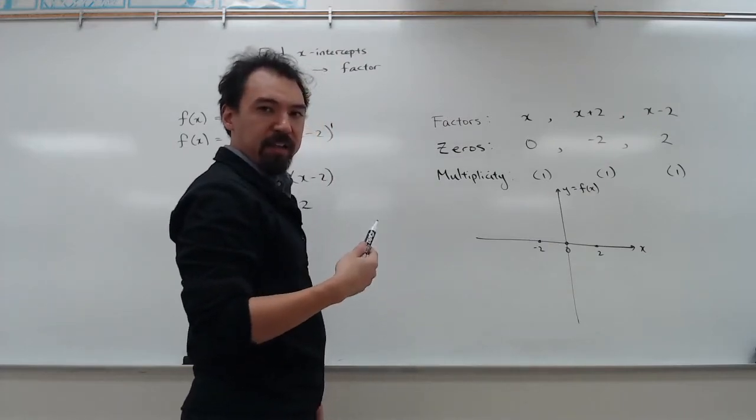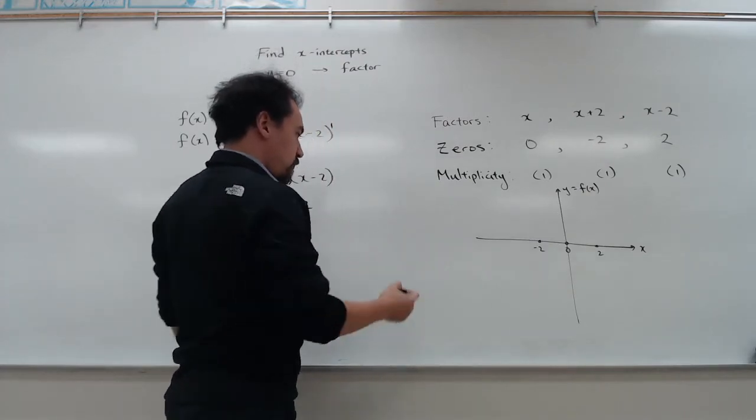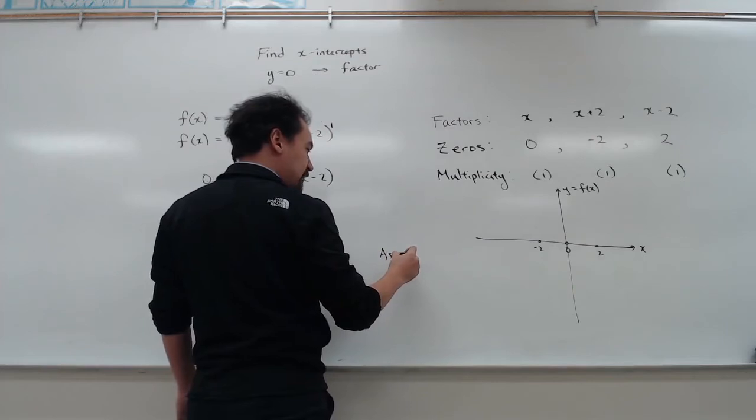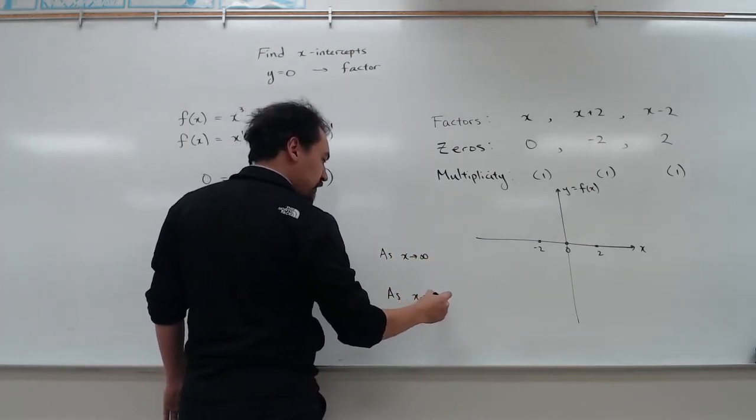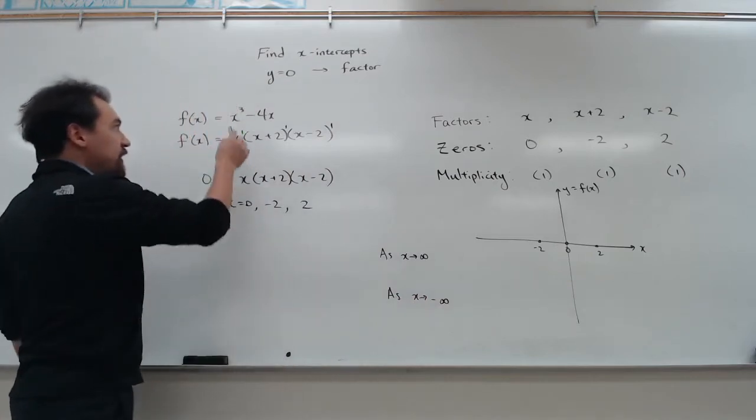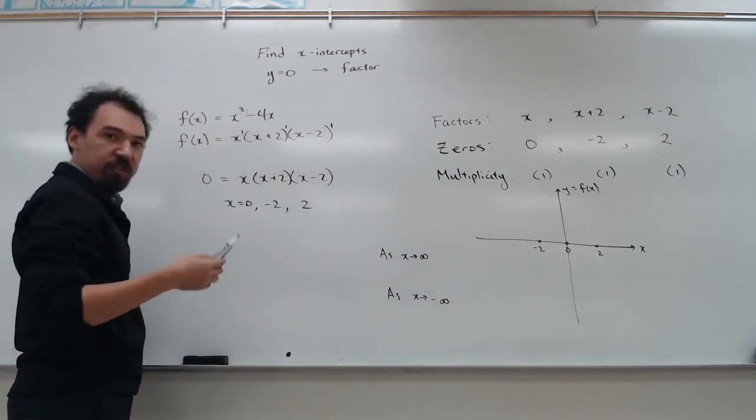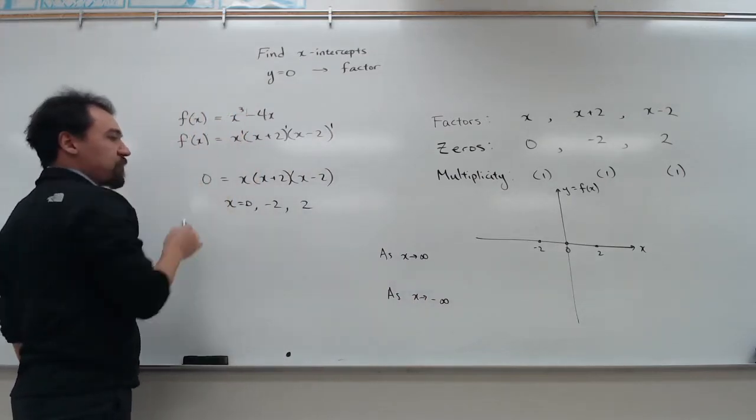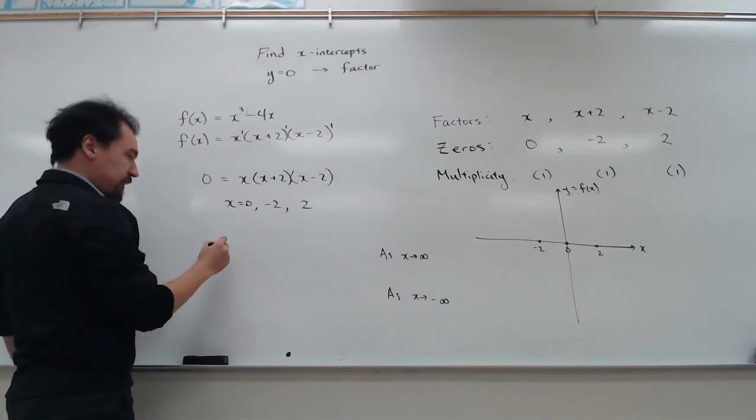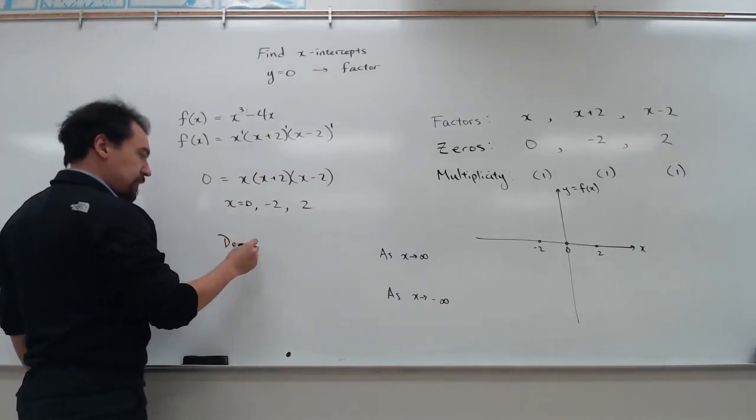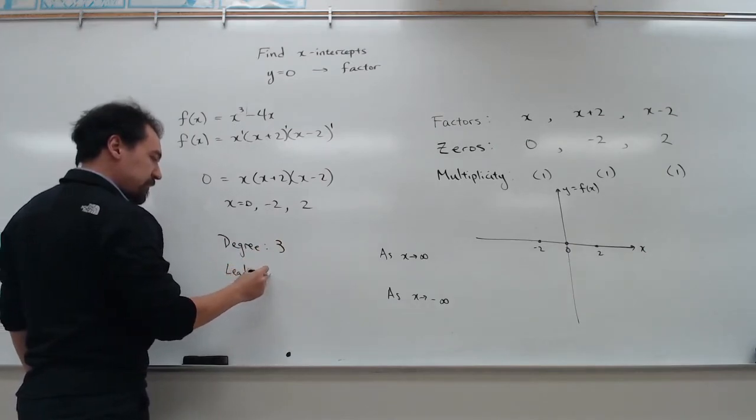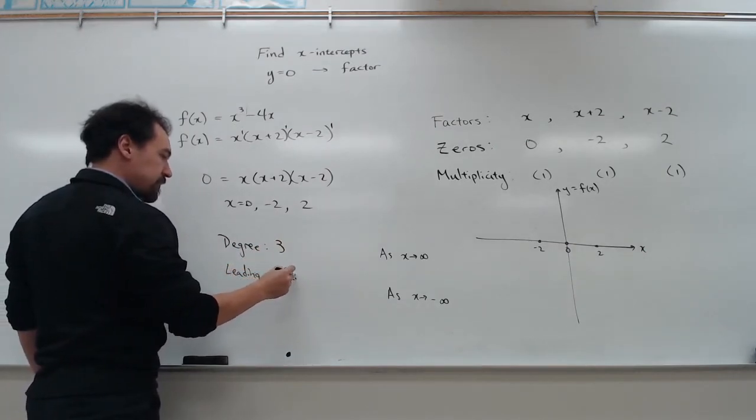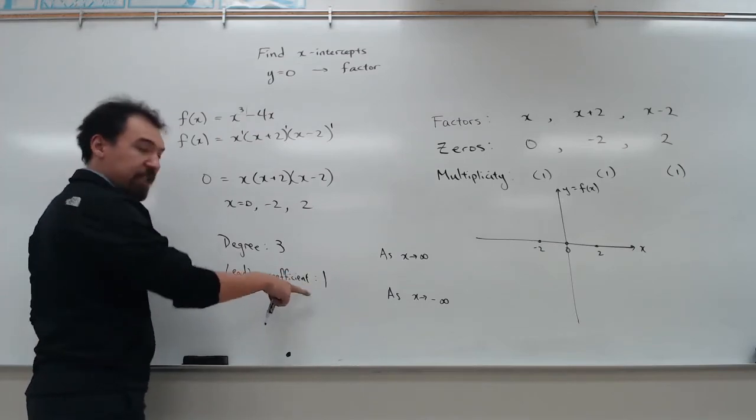Let's bring back the end behavior business. So we're going to say, as x approaches infinity, and as x approaches -infinity. Remember, this is a degree of 3, which is odd, and the leading coefficient is 1. So I'm going to write down degree is 3, and leading coefficient is 1, and that's positive.